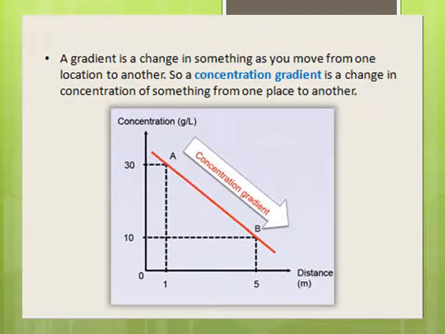A gradient is a change in something as you move from one location to another. So a concentration gradient is a change in the concentration of something from one place to another. There might be 30 grams per liter of a solute here, and down here only 10 grams per liter after you go another 5 meters.